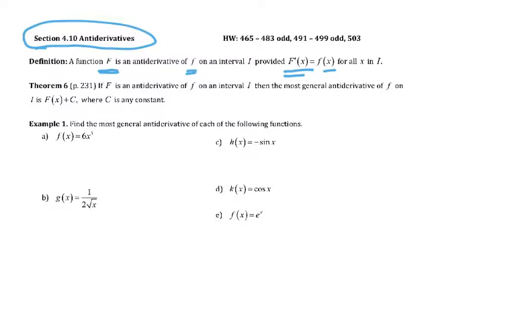And then in our theorem, we talk about the most general antiderivative. The way we get that is adding the constant c. So let's just look at an example and try to make sense of this. For a, capital F is the function whose derivative is 6x to the 5th power. So I'm going to claim that's x to the 6th, and then I'm going to add my arbitrary constant, to make it the most general antiderivative.